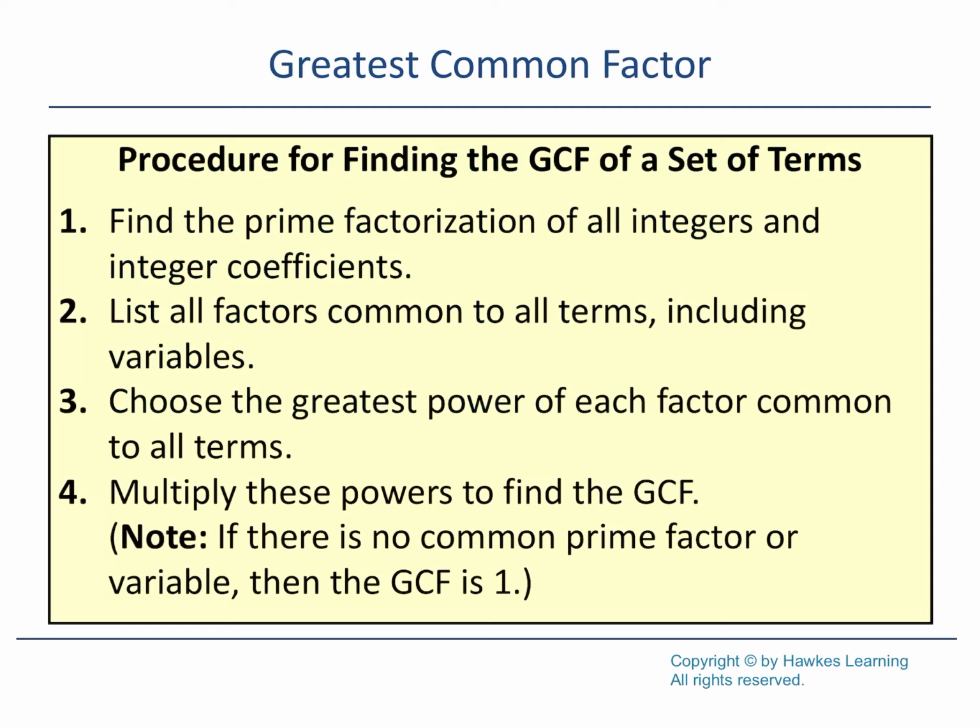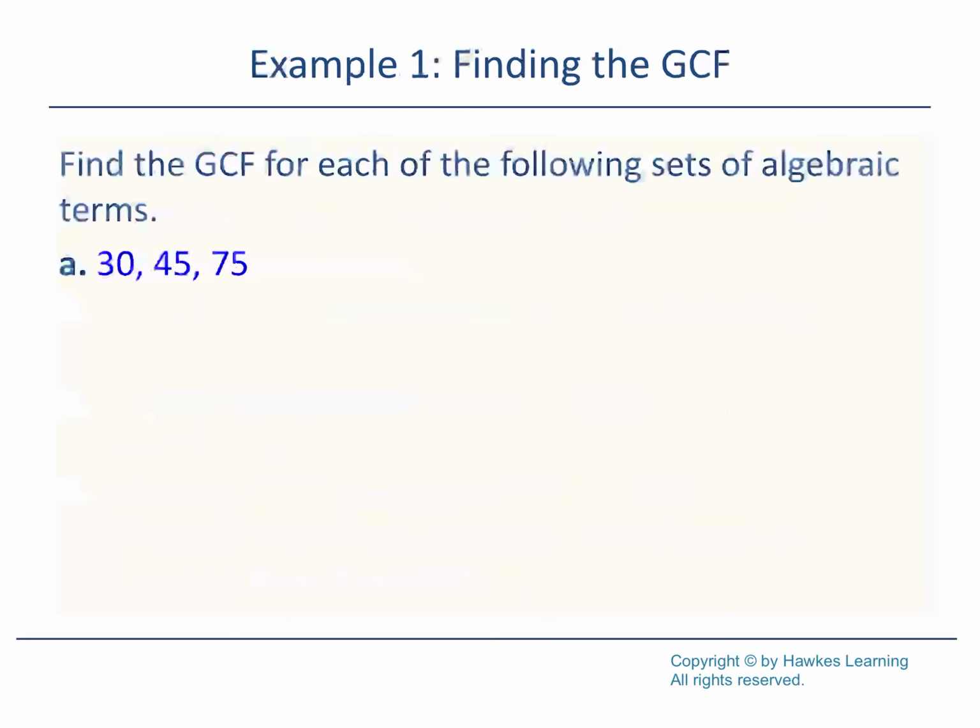So here's a procedure for finding the greatest common factor when you have a list of terms. It can be numbers, it can be monomials, it can be 2 things, it can be 5 things, it can be however many things. It doesn't matter, but you are going to factor each one of those terms and then, just like it sounds, figure out the things they have in common.